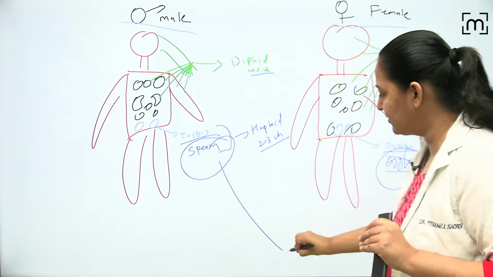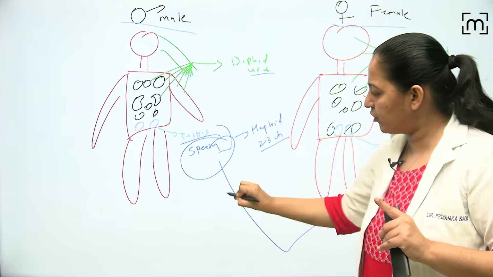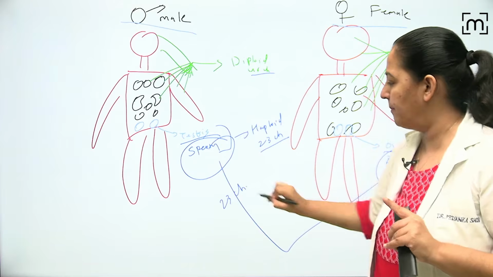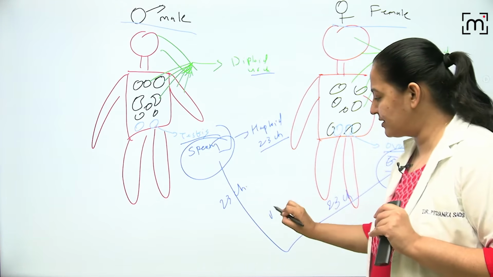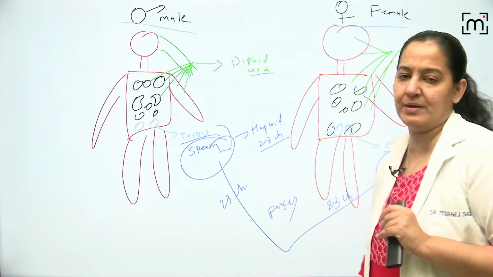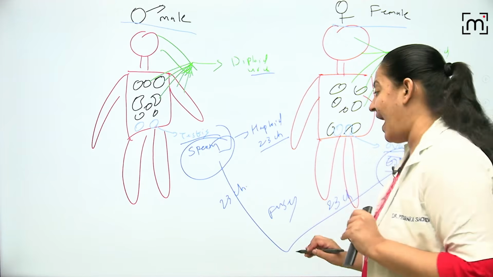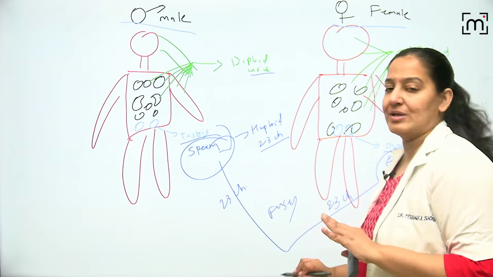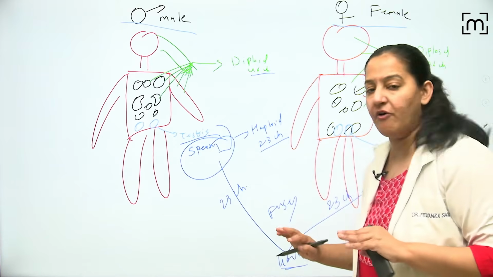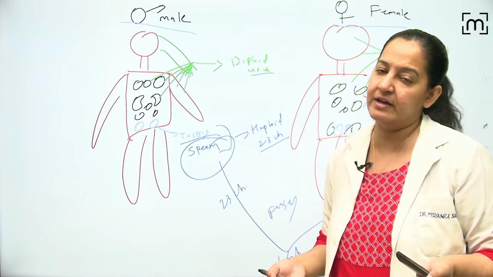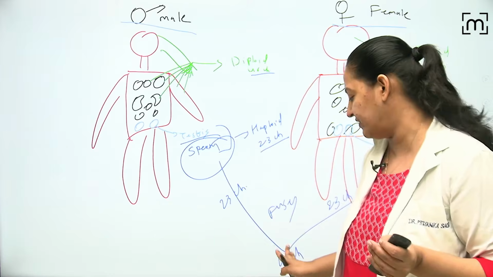Now, during sexual intercourse, during fertilization, the sperm fuses with the egg. So 23 chromosomes come from the sperm and 23 chromosomes come from the egg. They fuse with each other during coitus and fertilization. So a zygote is formed, and the zygote contains 46 chromosomes. This zygote will give rise to the embryo, to the pregnancy, and a child will be born with 46 chromosomes.